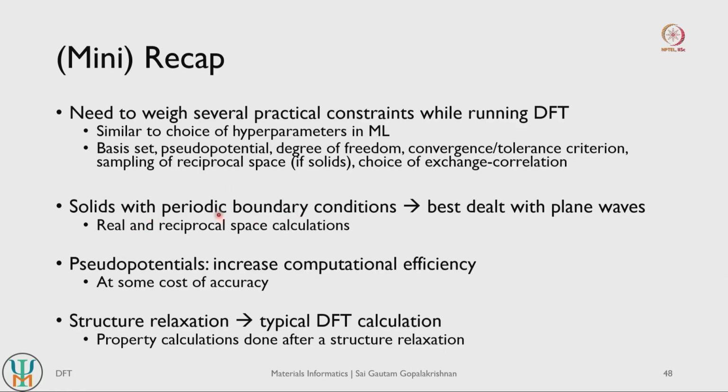For solids with periodic boundary conditions, the basis set that we almost always use is plane waves, where we split our calculations into real and reciprocal space. We use pseudo potentials to increase computational efficiency. There is of course some cost in accuracy. State of the art is projector augmented wave potentials. We will use ultrasoft potentials in our hands-on exercise. Structure relaxation is the typical DFT calculation that you would do, and whatever properties you are after, you can get them after a structure relaxation calculation.